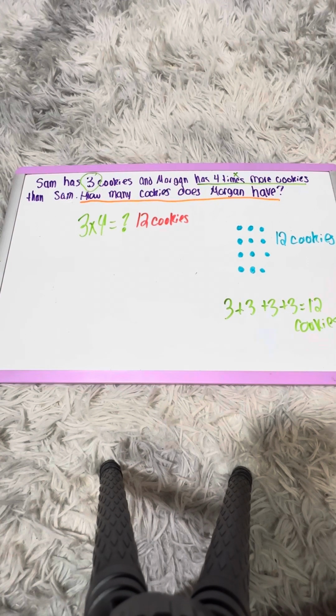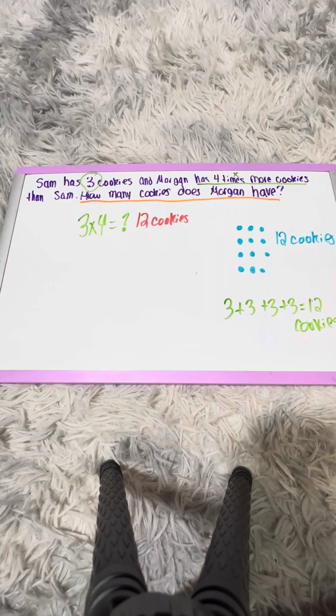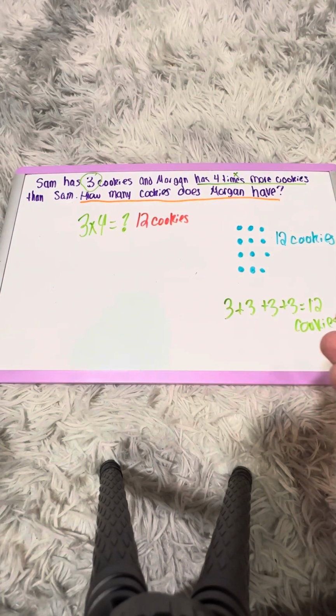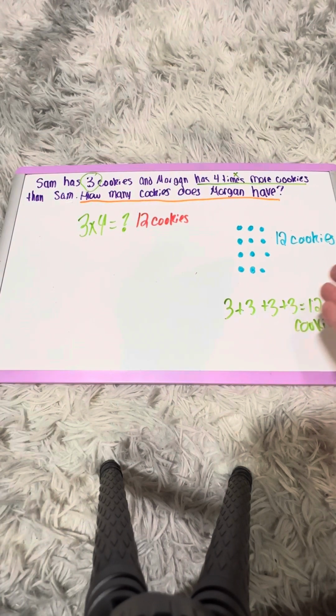So once we have solved our problem and we have our answer as 12 cookies, we take a look back at our problem. It is important to read the story problem and to figure out what they are asking. Because if somebody didn't catch the times right here, somebody might have just added 3 plus 4 because it says 4 more. So they might have skipped the times.